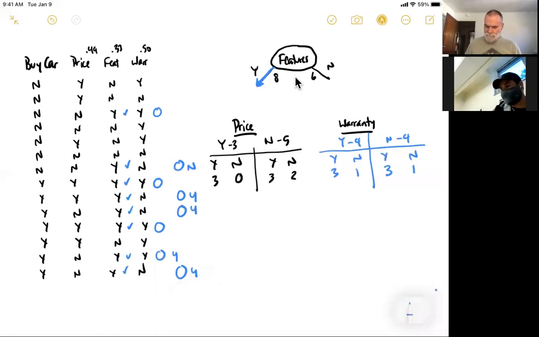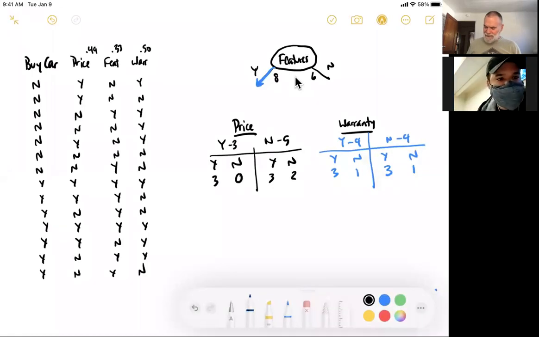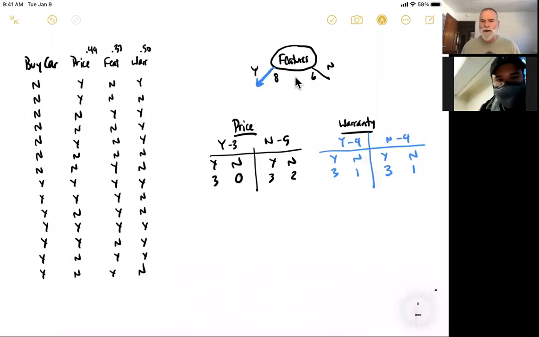Okay. So now that we have these counts, let me do a little bit of cleanup here before this whiteboard gets too messy. Now that we have these counts, it's just a matter of trivial math at this point, right, to figure out what the Gini values are.